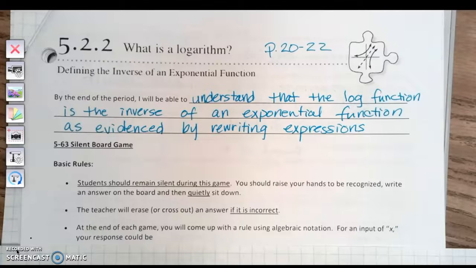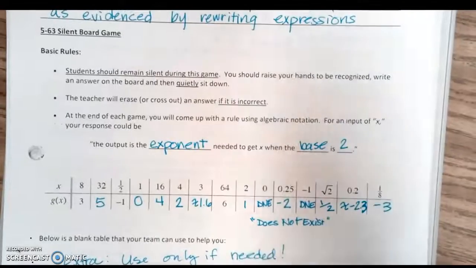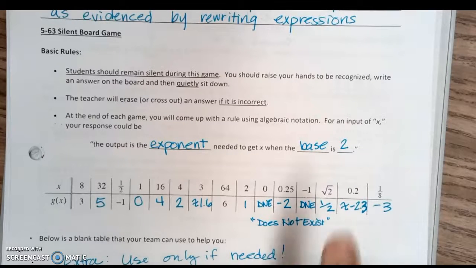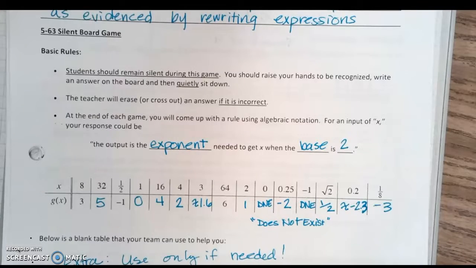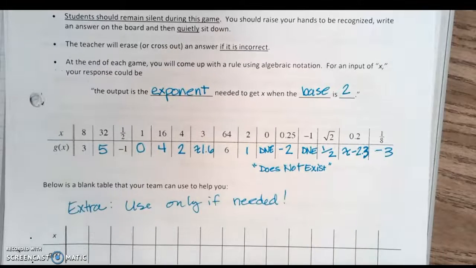For an input of X, your response could be blank, and they actually want us to fill that in. The D where they wrote error, you can write error, obviously, or you can write DNE, which means does not exist. Down at the bottom, they give you an extra one. You don't need to use that. You can just leave it blank unless you really messed up and you need to rewrite it, okay?